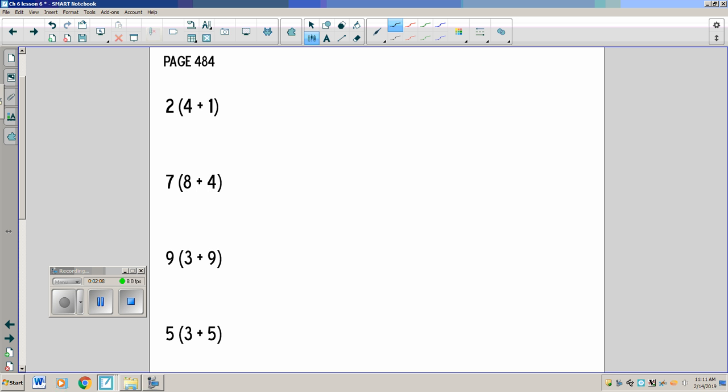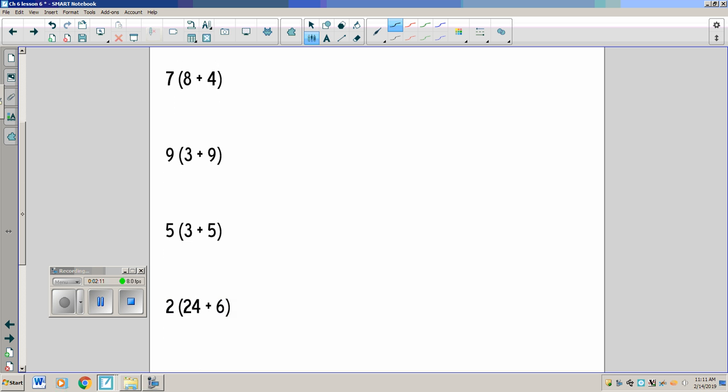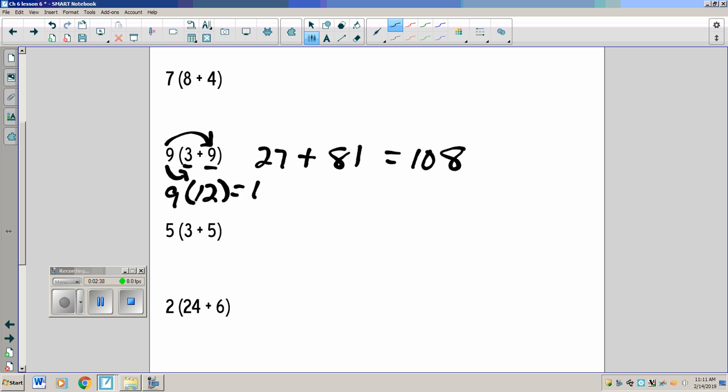Let's start using the distributive property. When you use the distributive property, you multiply each term by the number outside the parentheses. So 9 times 3 is 27. Copy the operation. 9 times 9 is 81. Add those together and you get 108. Order of operations says 9 times 12, and that's also 108. But once again, we're practicing distributive.